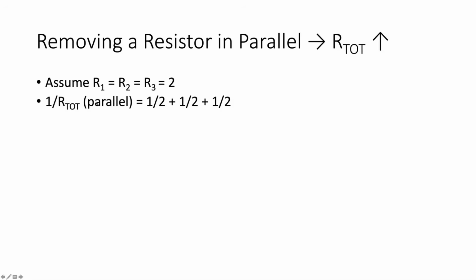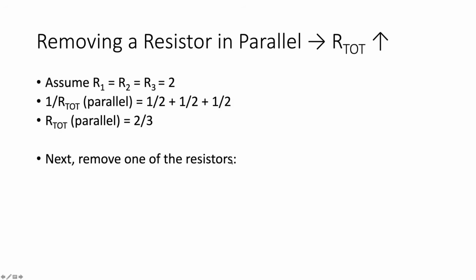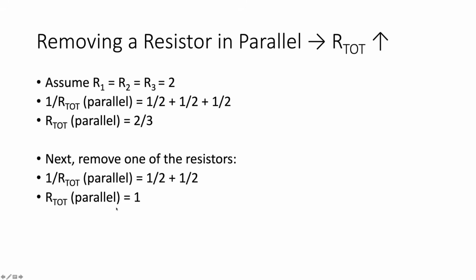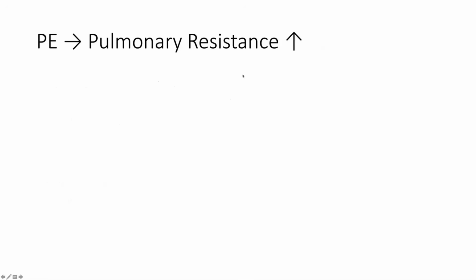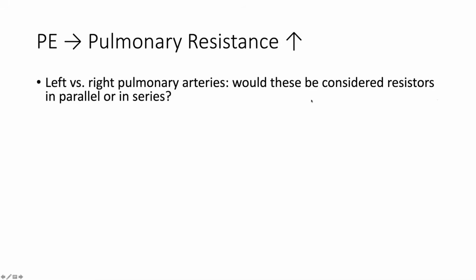1 over R total. This is for parallel. It's going to be 1/2 plus 1/2 plus 1/2. If we rearrange the terms, we'll find that R total is 2/3. Now, let's say that we remove one of the resistors. Now, we've taken out R3, let's say. Now, it's just 2 resistors. 1 over R total equals 1/2 plus 1/2. But what do you know? The total resistance is now 1. It's one of those weird things, because I haven't really thought about reciprocals for a really long time. But do the math, prove to yourself that removing a resistor in parallel will increase the total resistance. Great. In other words, if I have a PE, what's it going to do to my pulmonary resistance?